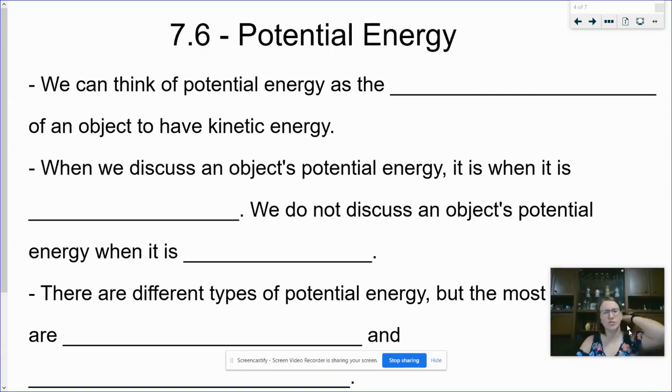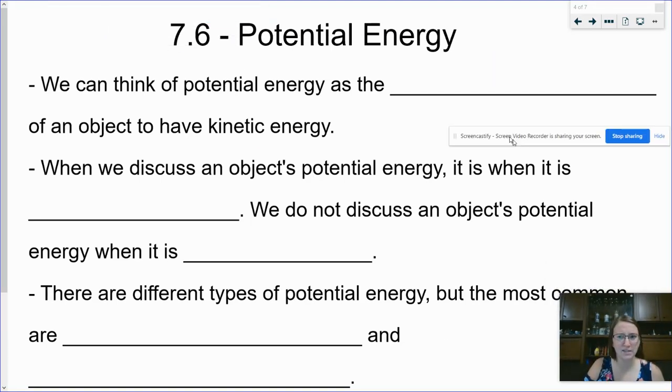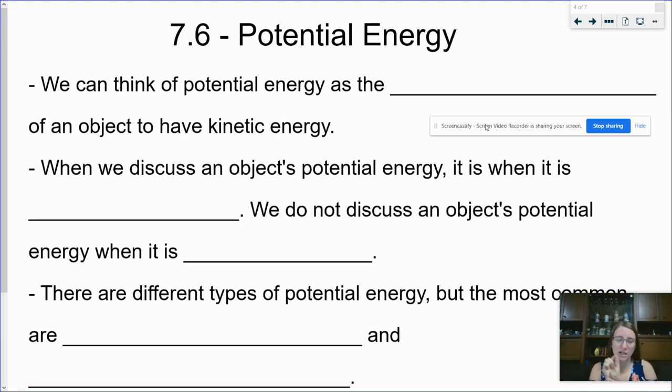Okay, so I was debating having you guys read it out of the textbook, but I'm simplifying potential energy. And so I decided to just do a quick Edpuzzle to talk about just the key concepts about potential energy rather than have you read the section. It's got a lot of information.